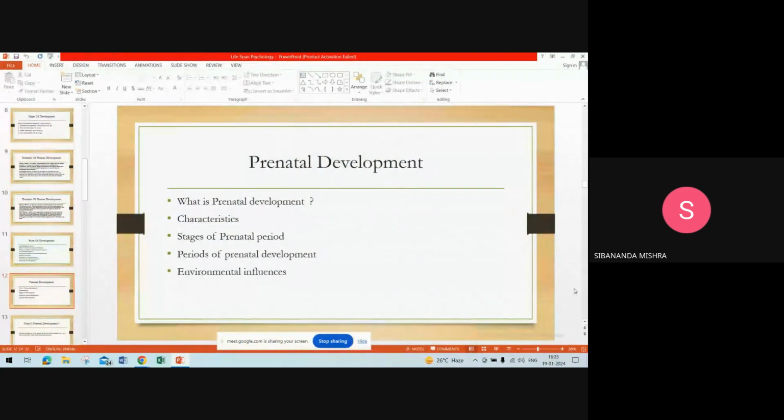Next is prenatal development. What is prenatal development? Characteristics, stages of the prenatal period, periods of prenatal development, and environmental influence. This unit, these are the topics.